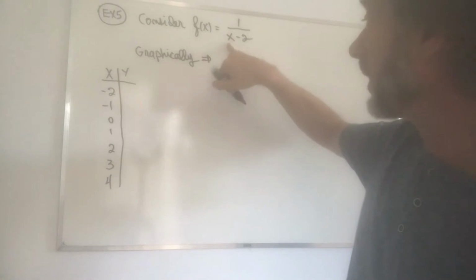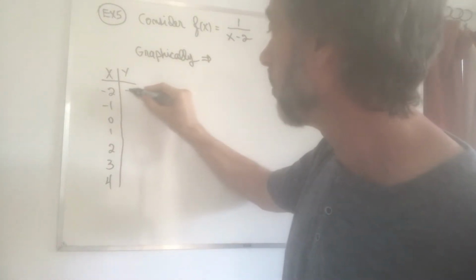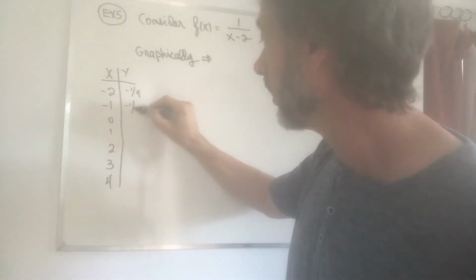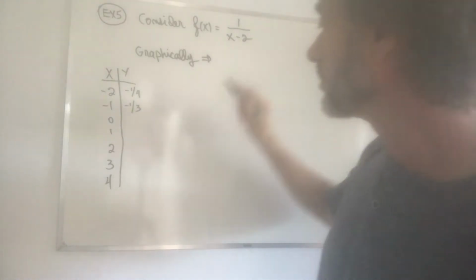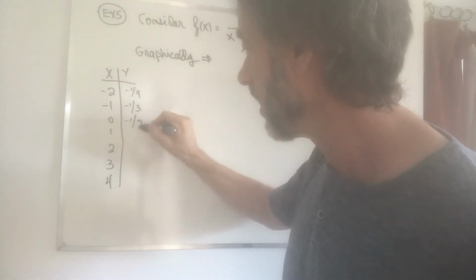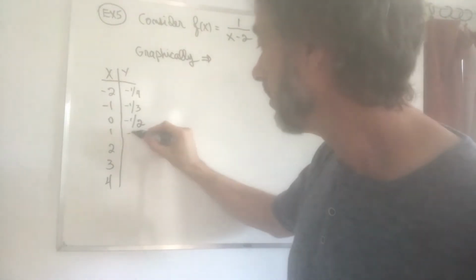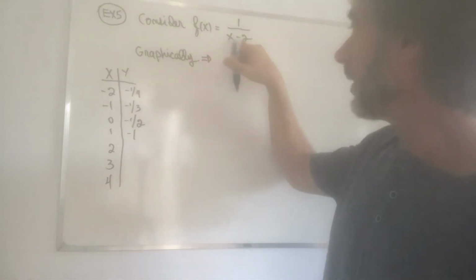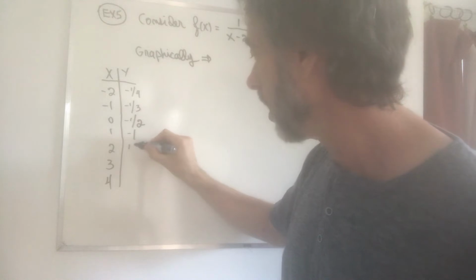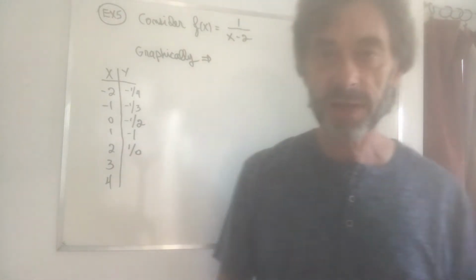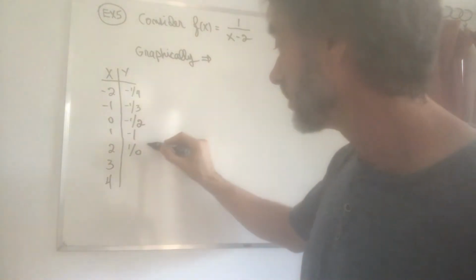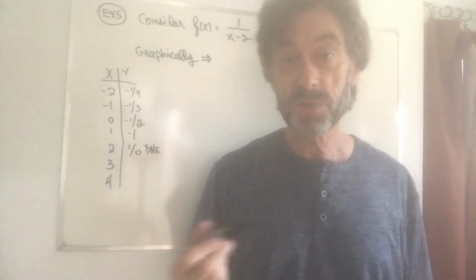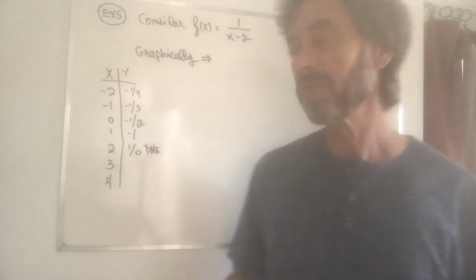That's basically replacing x by -2, so that's going to be -1/4. -1, it's going to be -1/3. 0 minus 2 is -2, that's going to be -1/2. 1 is going to be -1. 2 is going to be a very interesting animal. 2 minus 2 is 0. I'm getting here 1 over 0. Does that exist? 1 over 0 does not exist. Very interesting. We're going to see what corresponds to that on a graph in a minute.